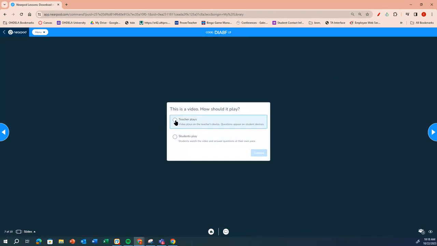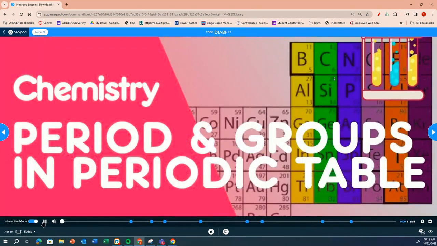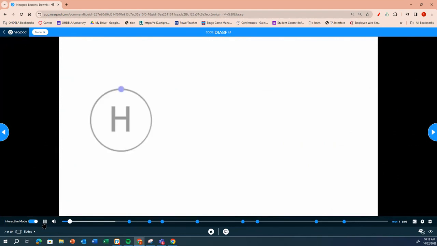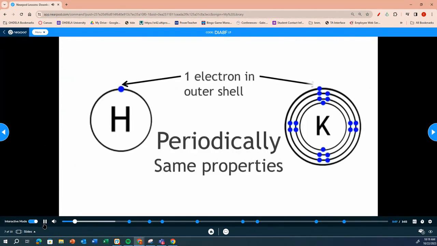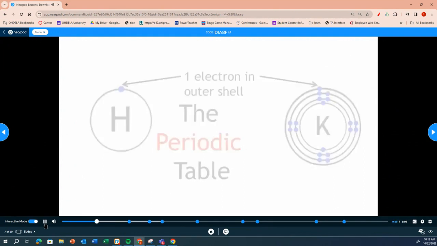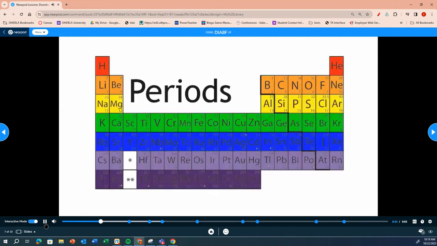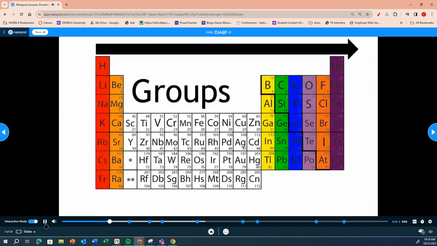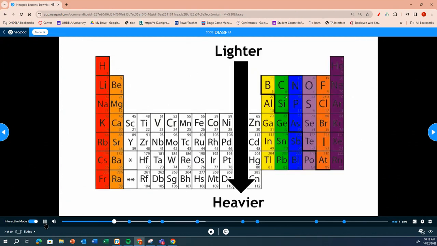All right, so we're going to talk about periods and groups here. As you move from the light elements to the heavy elements, you keep periodically coming across the same properties, which is why it's called the periodic table. The recurring properties are organized so that you can easily see similarities between elements. The periodic table is arranged in periods and groups, going from the light elements at the top to the heavy elements at the bottom.